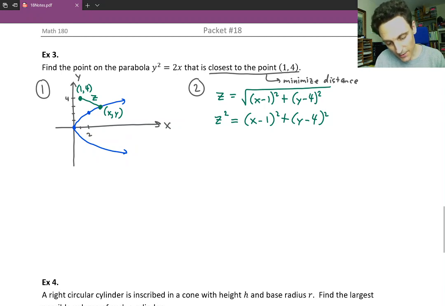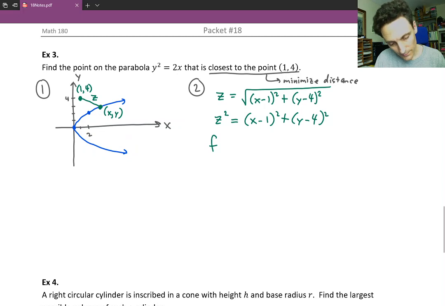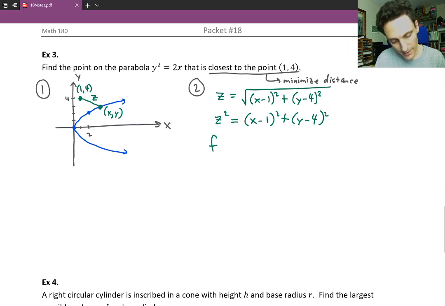Now this is a much easier function to work with. We'll call this f. And as long as we're changing f, let's do some work off to the side. Let's get the variables all together into just one variable, is what I mean.